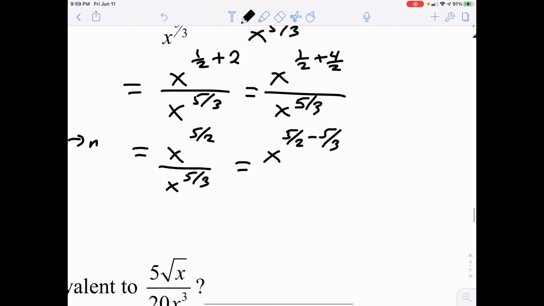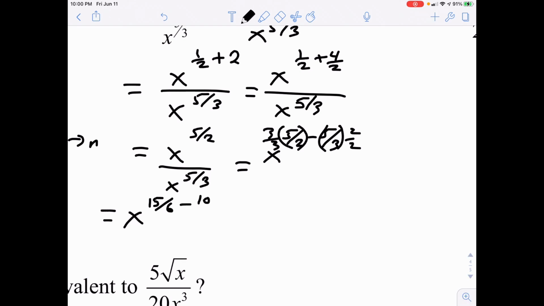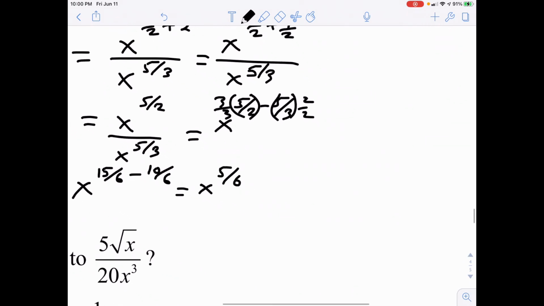Well, 5/2 minus 5/3, the common denominator again is 6. So I'm going to multiply 3 times 3 over here. I'm going to multiply 2 times 2 over here. So this is really the same as x to the 15/6 minus 10/6, which is x to the 5/6, which is the 6th root of x to the 5th power. I can't simplify that anymore because the root is bigger than the power.